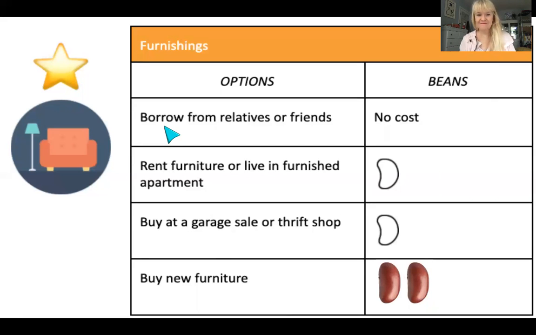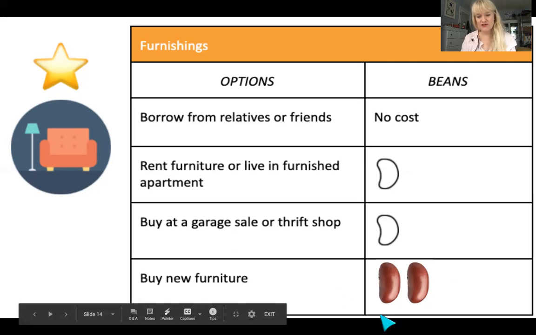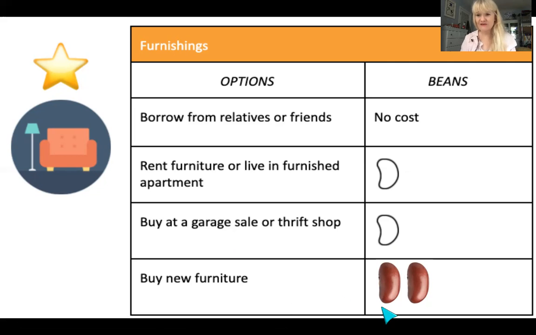It's a good option. A second choice is you can rent furniture or live in a furnished apartment. That only costs 1 bean. Another choice is to buy furniture at a garage sale or a thrift shop. I've also done a lot of this. This costs 1 bean. You can get really good furniture at Goodwill or Salvation Army or at a garage sale for 1 bean, not very expensive at all. You can also buy new furniture for 2 beans. It's a little bit expensive, but it can be nice and it can last you a very long time.